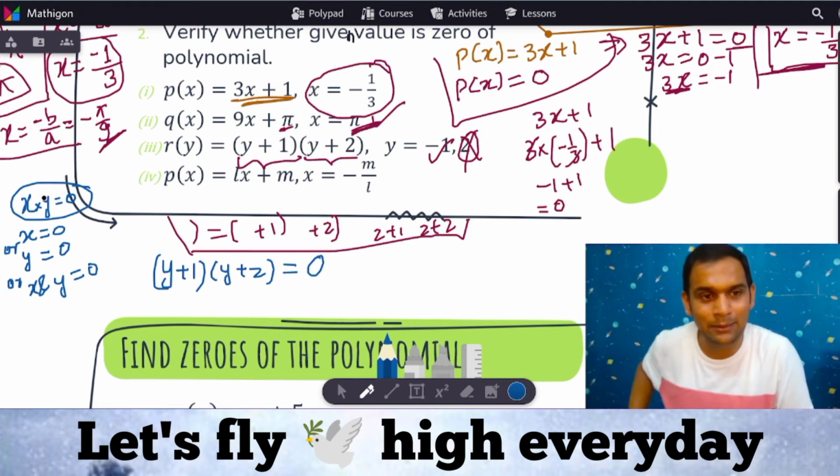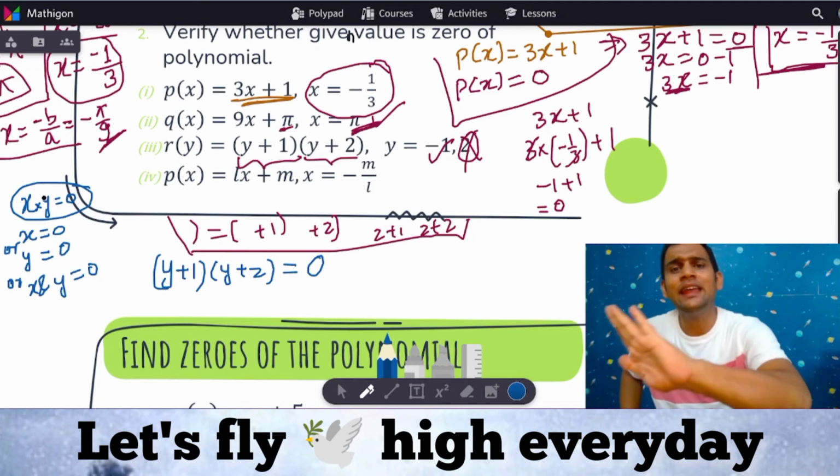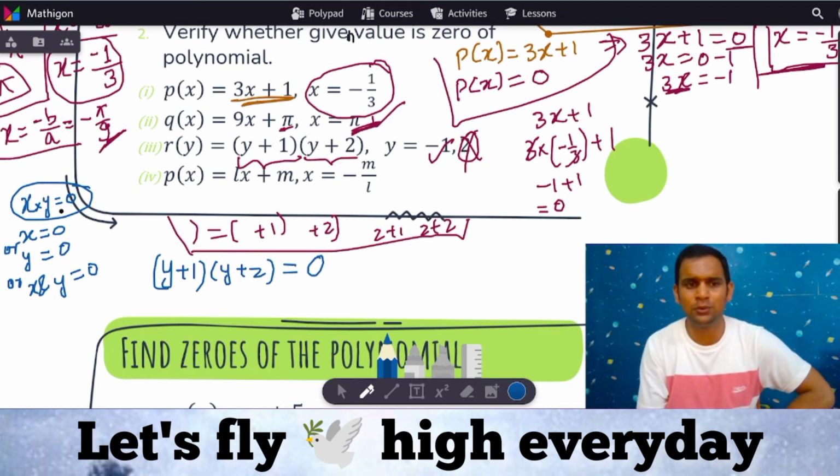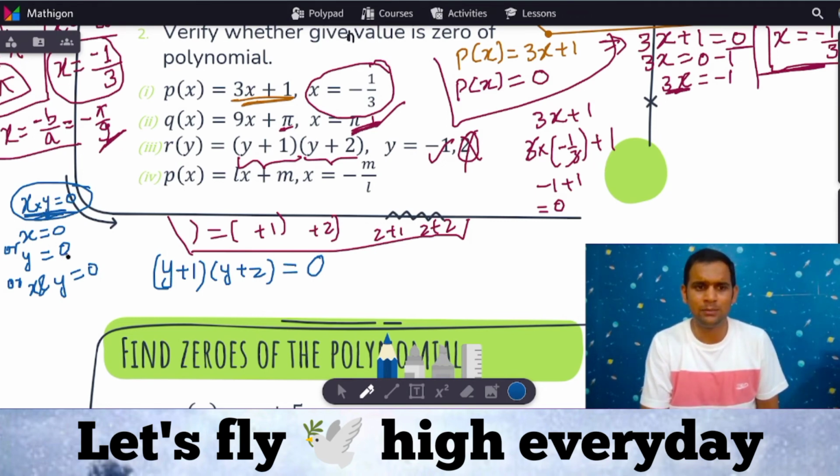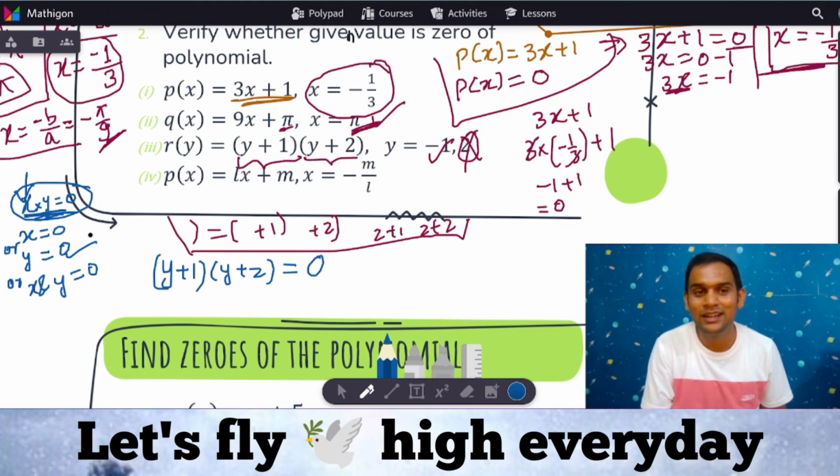And at the same time, can we say that y can never be 0 in xy equals 0? Can we possibly say that y cannot be 0? We cannot say that, because there is a possibility y could be 0. Can we say that x can never be 0? We cannot say that. Similarly, over here, instead of x, we have a little bigger term, y plus 1, and y plus 2. Both are multiplied to each other and the answer is coming out to be 0.